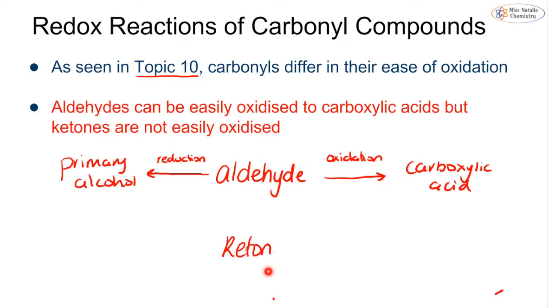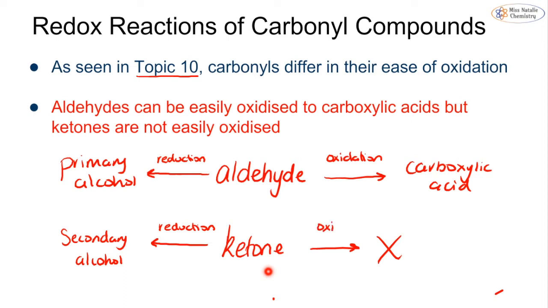Comparing that to ketones, ketones can also be reduced back to our secondary alcohol this time. However, they cannot be oxidized, or they cannot be easily oxidized is probably the best way to phrase it. So our aldehydes can go in either direction in terms of oxidation or reduction, whereas our ketone can only be reduced back to the secondary alcohol that it came from.